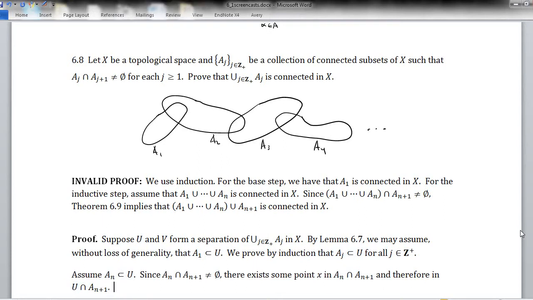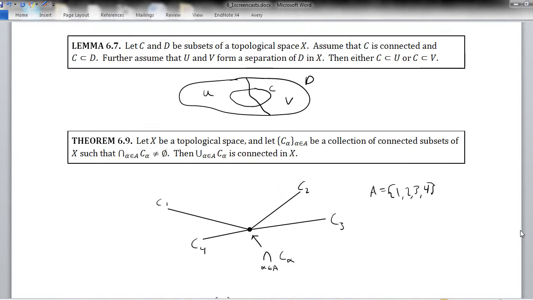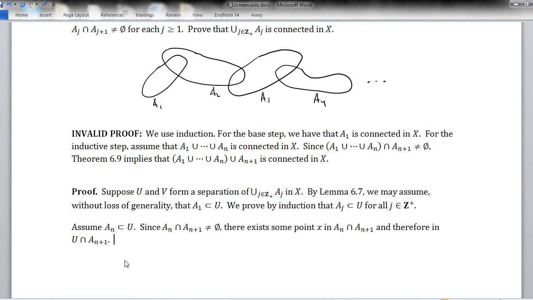Okay. Well, if A sub n plus 1 intersects U, remember that A sub n plus 1 is connected, right? So again, by lemma 6.7, we know that A sub n plus 1 is contained either in U or in V. Now, if it were contained in V, remember U and V form a separation, so they're disjoint. So then it couldn't intersect U, right? If A sub n plus 1 were contained in V, U is disjoint from V, so it could not intersect U. Okay, but it does. The only other possibility is that A sub n plus 1 is actually a subset of U. Okay. Let me write a little bit of that down here.